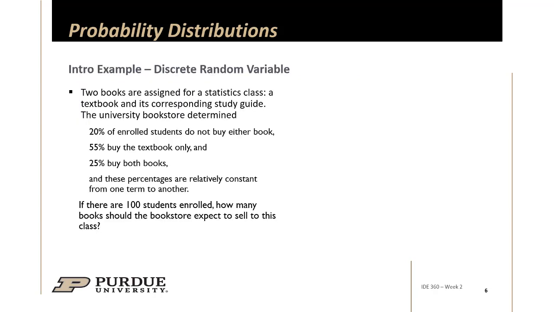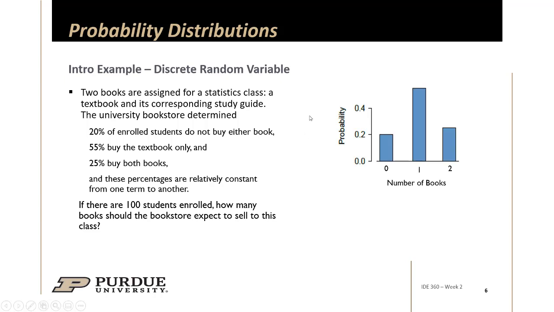Let's see a little example here. It is talking about a statistics class assigned one textbook and its corresponding study guide. The university bookstore has determined that 20% of enrolled students do not buy either book, 55% buy the textbook only, and 25% buy both books. They also found that these percentages are relatively constant from one term to the other. And we have 100 students. We want to know how many books the bookstore should expect to sell to this class.